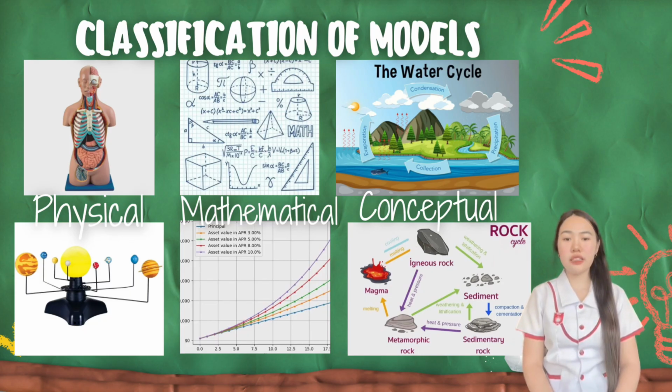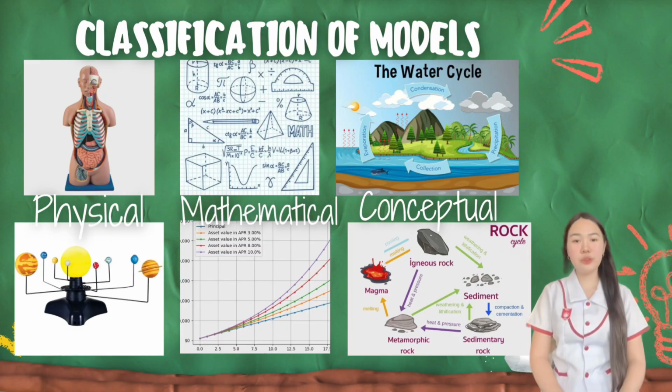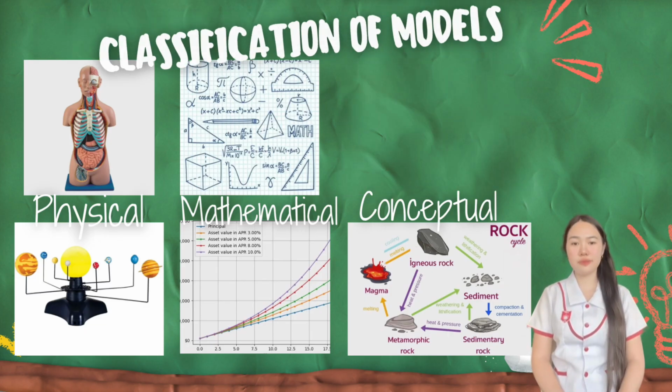And lastly, what are these two pictures all about? Cycle, ma'am. You are correct. It is a classification of conceptual models. So there are three classifications of models. First is the physical model. Second is the mathematical models. And lastly is the conceptual models.